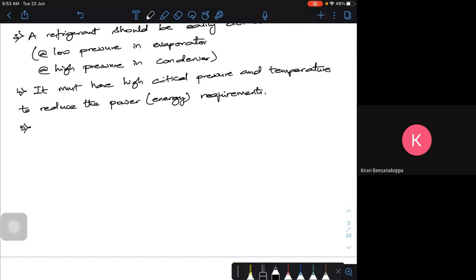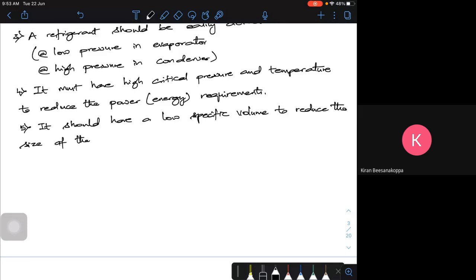It should have a low specific volume to reduce the size of the compressor. This is one of the major requirements. See, if the compressor size is bigger for a higher specific volume, then it will consume a good amount of space in your device. Okay.